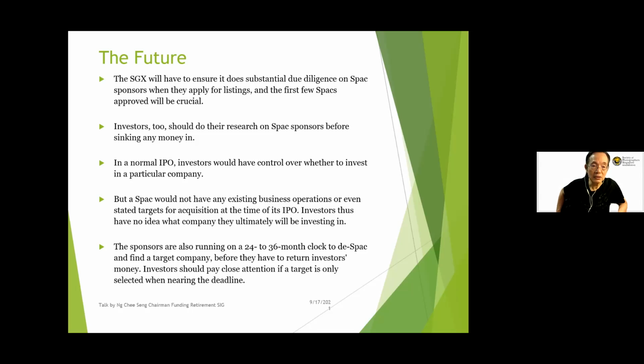So as such, under this SPAC sponsor, you and I, the small investor, we also have to do our research on the SPAC sponsor before we invest in the SPAC company. In a normal IPO, investors will have control over whether to invest in a particular company. Because when you IPO, you already know this ABC company, they are a real estate company or what, the business structure, more or less, you already know quite well.